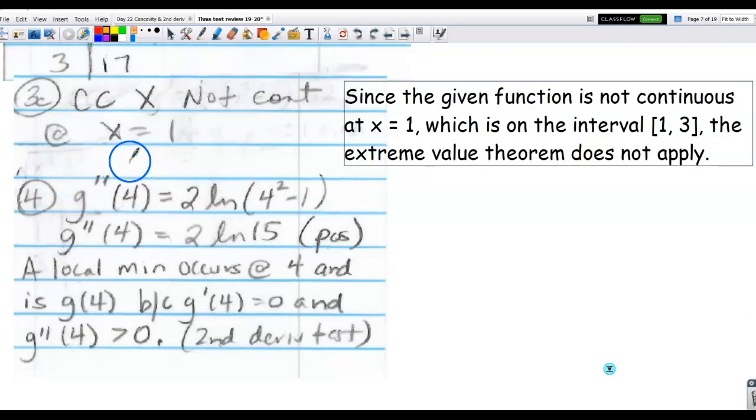So I substitute 4, my critical number, into the second derivative. There's me substituting 4. 4 squared is 16 minus 1 is 15. The ln of 15 is a positive number, times 2 is a positive number. So if I have a critical number substituted into the second derivative and the output is positive, a local minimum occurs at x equal to 4, look at the write-up, and is g of 4, look at the write-up, because the first derivative is 0, that's the establishment of the critical number, and the second derivative is greater than 0. And this, that I just put in parentheses, is the second derivative test. You don't have to declare that. I just want to make sure that you know it.